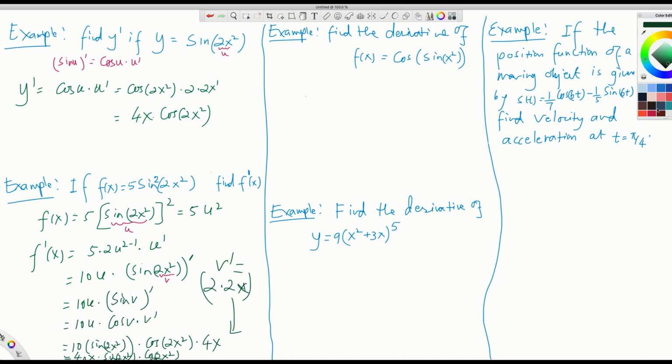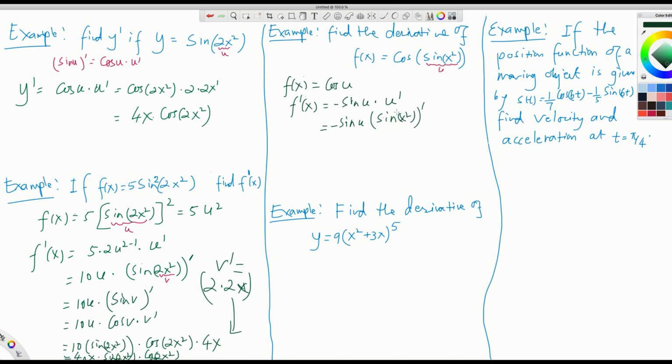So how about here? What do you think? Here f of x is cosine of sine x squared. Let us consider the sine x squared as u, so f of x is cosine u. What will f prime be? The derivative of cosine u is negative sine u times u prime. What is u prime though? Negative sine u times, let's plug in the value of u, sine x squared prime.